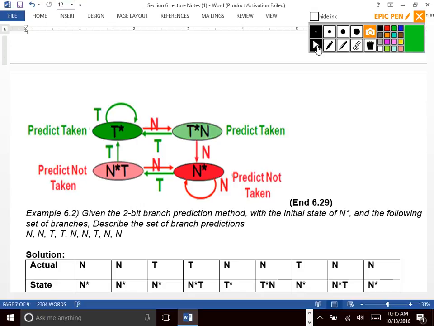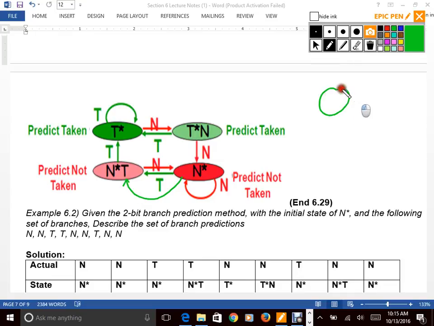So if we start here, let's say we predict the branch is not taken, and then we get the updated value, and we were supposed to take the branch. So here's what's going to happen. If it's taken, which is the T value here, then we would actually go to N star T. And the reason is, remember that in 2-bit branch prediction, you have 00, 01, 10, and 11. Each of these represents a particular state.